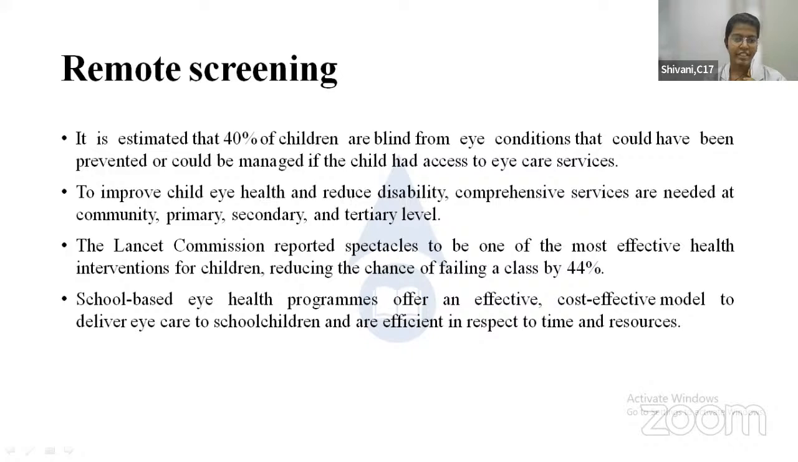The Lancet Commission reported spectacles to be one of the most effective health interventions for children, reducing the cases of failing classes by 44%. School-based eye health programs offer an effective, cost-effective model of delivering eye care to school children and are efficient with respect to time and resources.